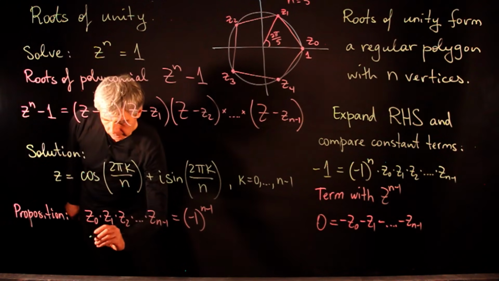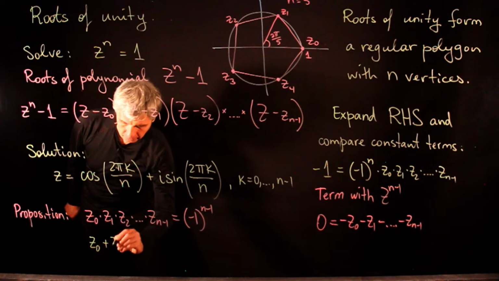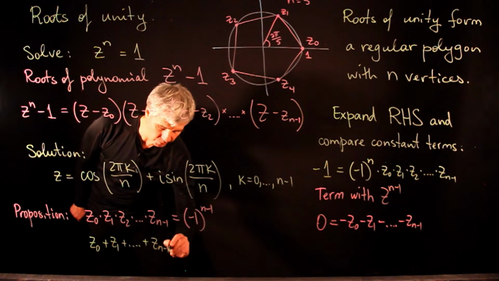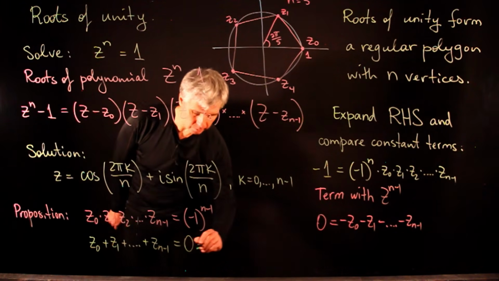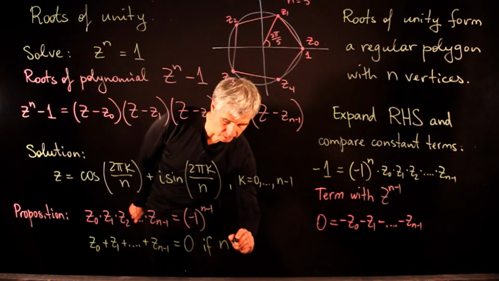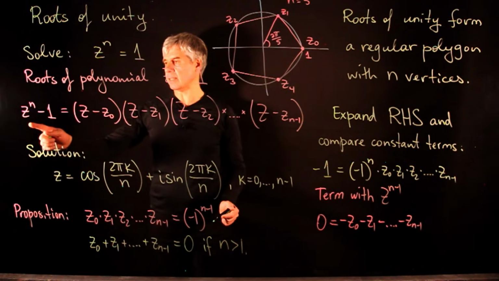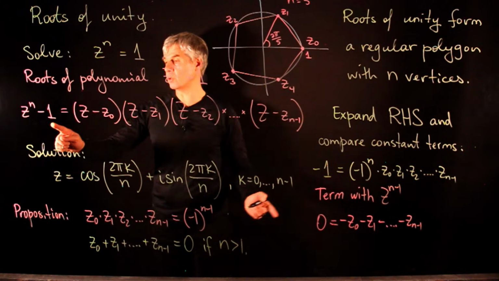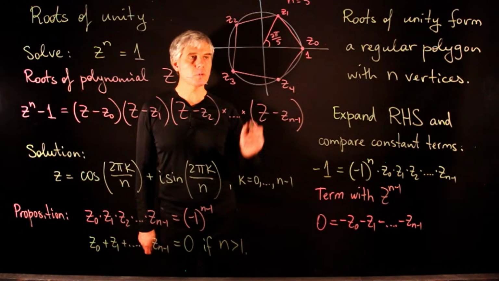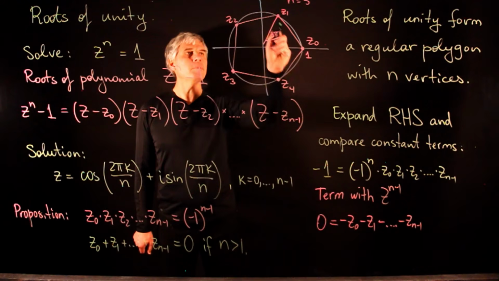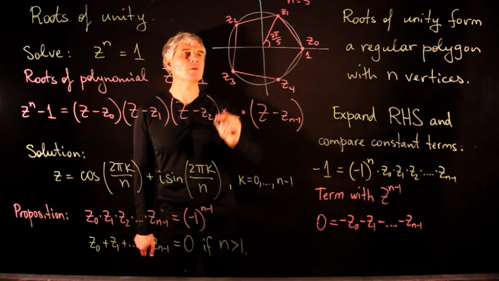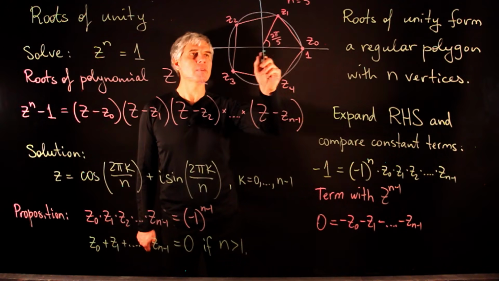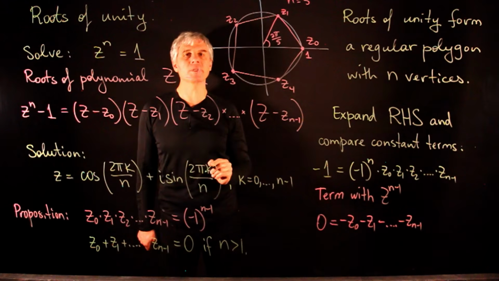And our conclusion is that the sum of the roots of unity is equal to 0, well, if n is greater than 1. Because if n is equal to 1, then the coefficient at z to the n minus 1 will be non-zero, because this will be the constant term. So for example, this says that if we pick these 5 vertices forming the regular pentagon on a unit circle with one of the vertices at 1, then the sum of these 5 complex numbers will be 0.